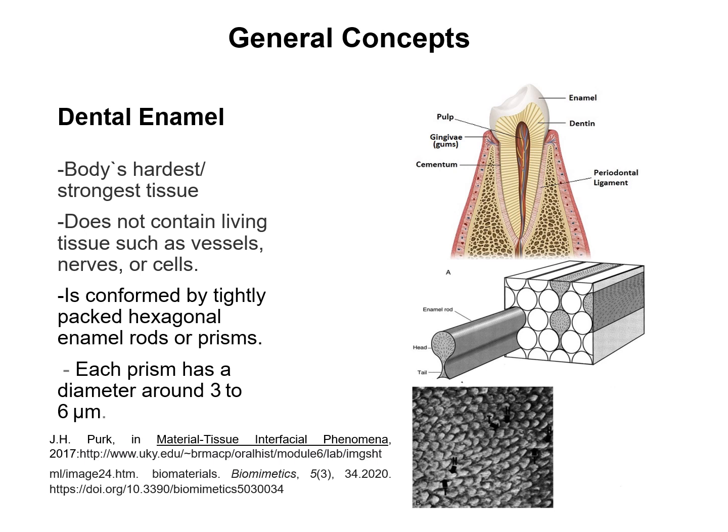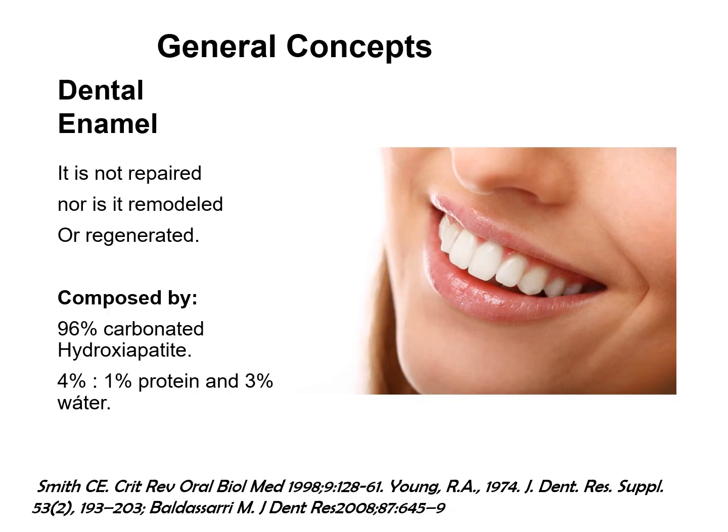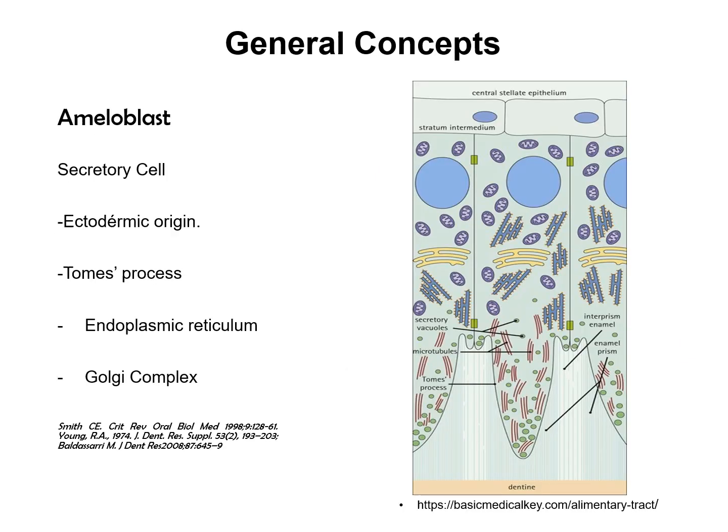The number of enamel prisms ranges from 5 million to 12 million between mandibular incisors and maxillary molars. It is not repaired, remodeled, or regenerated, composed of 96% mineral material and 4% organic material. Ameloblasts are the cells in charge of secreting enamel.